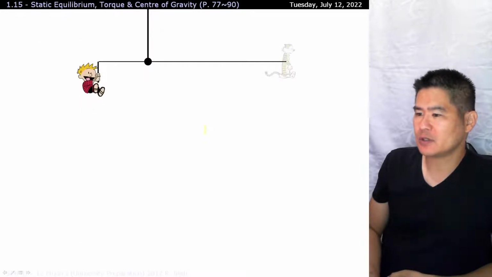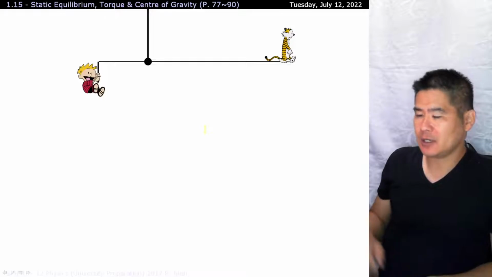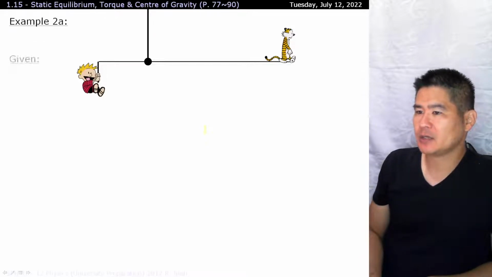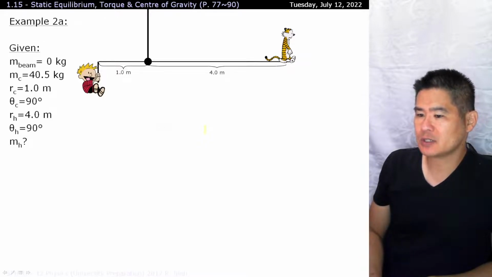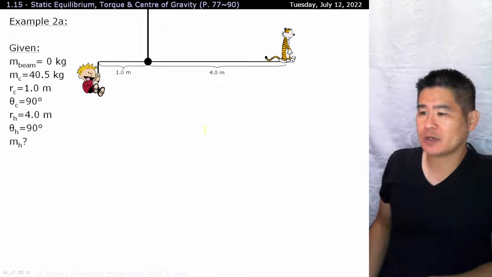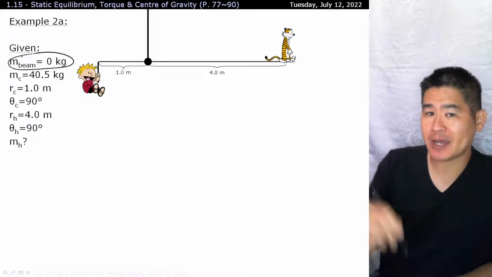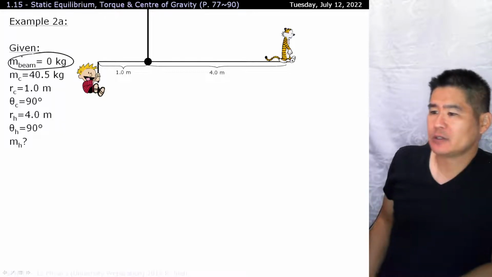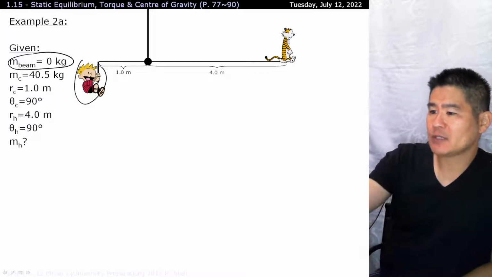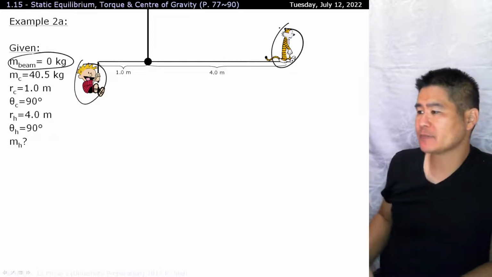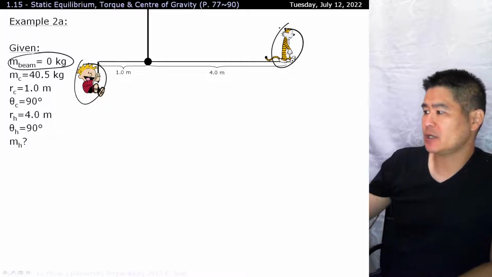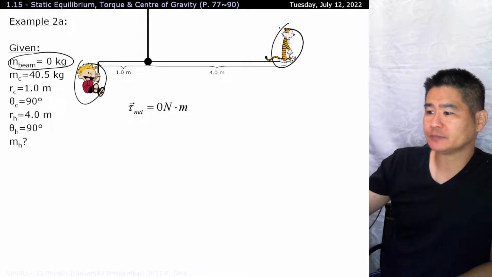Okay, so here's a lovely beam. All right, and here's Calvin and Hobbes, and the question is, what is the mass of Hobbes in the setup over here? Okay, and we're going to assume that the beam is massless. So a massless beam having Calvin on one side and Hobbes on the far end, the question is, how heavy is Hobbes?